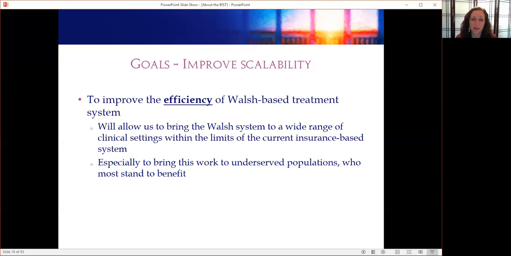I especially think it's important to bring this work to underserved populations because they stand most to benefit. A lot of my experience in my low-income clinics is that a lot of these folks are in this disadvantaged and lower socioeconomic situation in large part because of the severity of symptoms that they've had throughout their lives. And if we can help these people to get well and stay well using the Walsh approach, I want to bring this to as many of these people as we can.